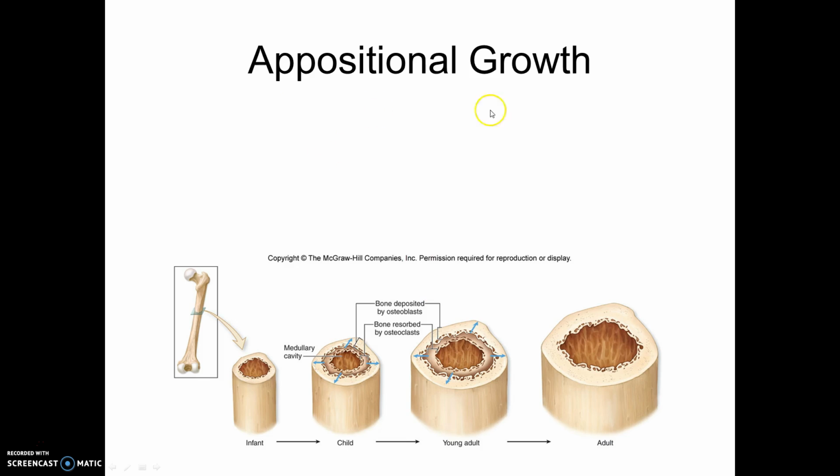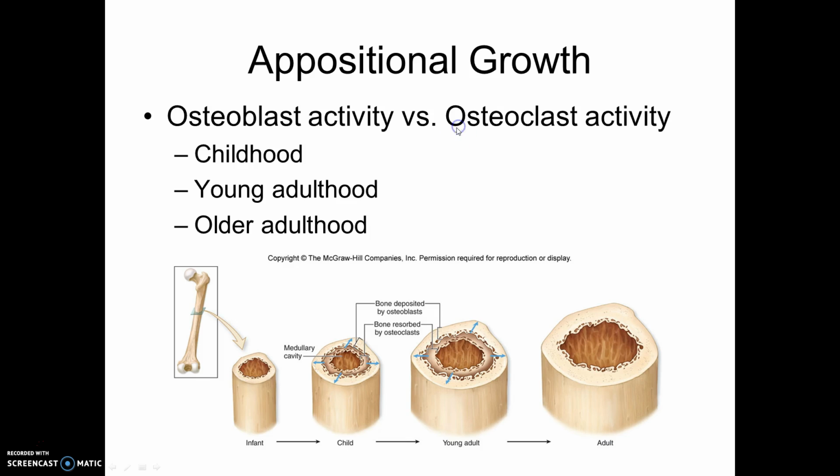Now here's appositional growth. So we just finished interstitial growth. We're moving into appositional growth. And appositional growth depends on the osteoblast versus the osteoclast activity. So appositional growth is growth in the diameter of long bones. So you can see over time that the diameter is getting larger. It's based on the functioning of the osteoblasts within the periosteum that produce bone matrix, increasing the circumference of the bone, and therefore the diameter.